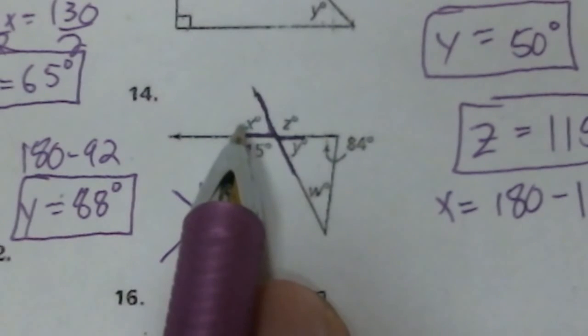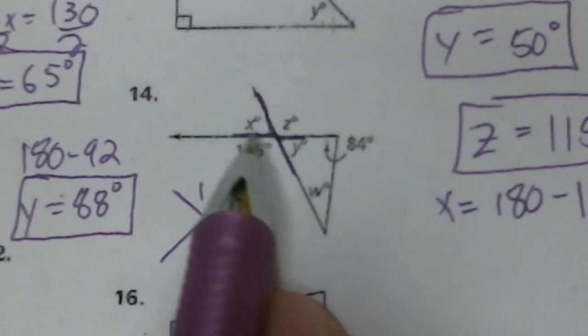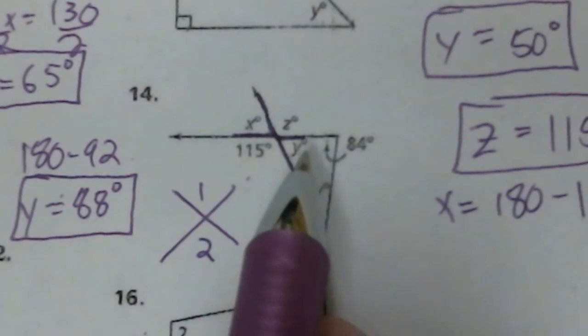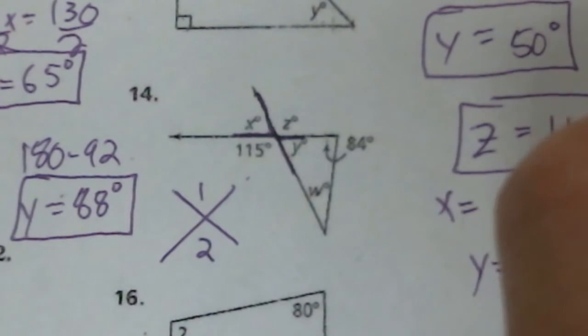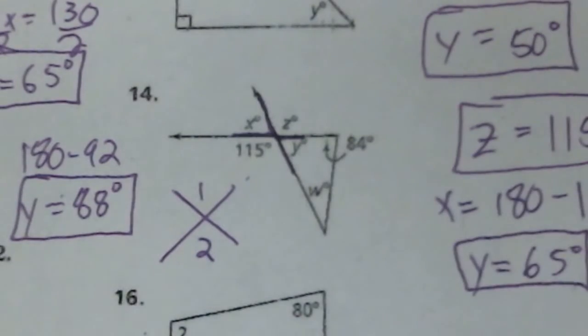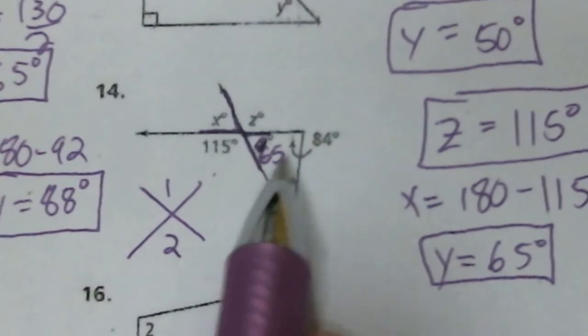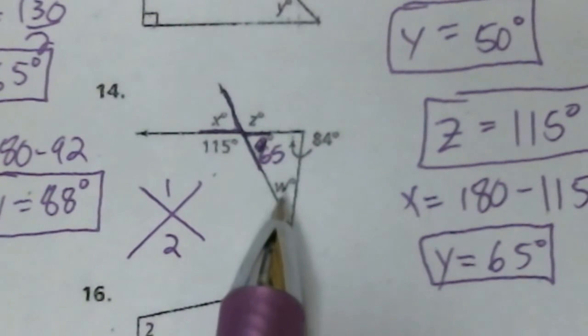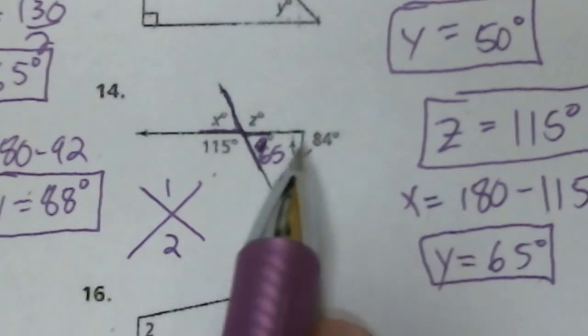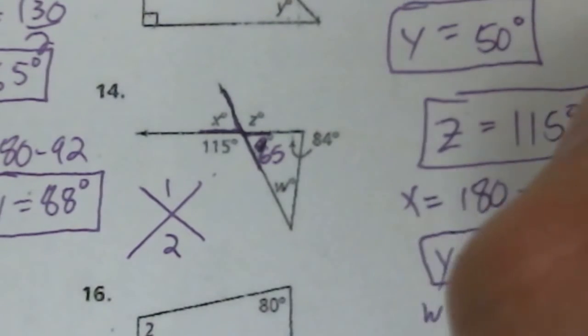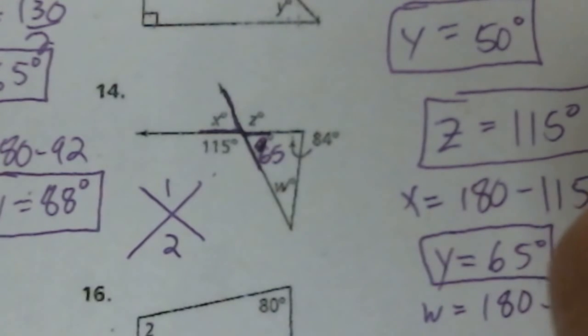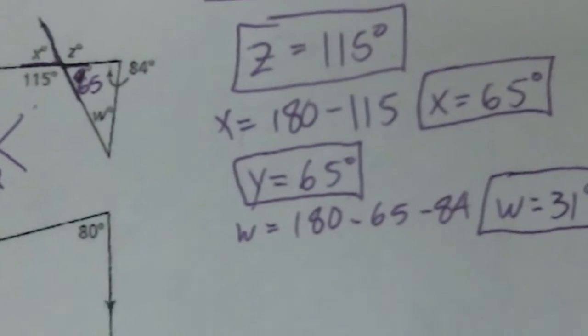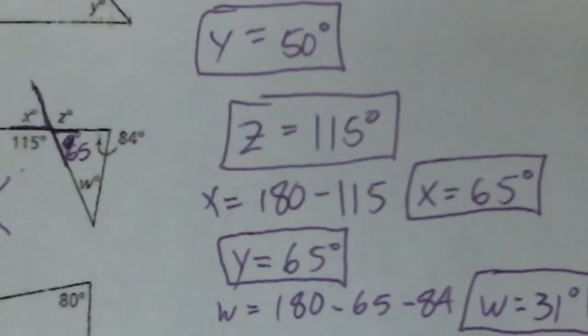Okay. If that guy is 65, what is Y? They're vertical angles. They're across from each other in the X. So Y is also going to be 65 degrees. Okay. So now I'll scratch out the Y. I'll put a 65 in here. If that's 65 and this inside angle is 84, then I can find the W by adding these two together and subtracting from 180. So W is simply going to be 180 minus the 65 minus the 84, and W is going to be equal to 31 degrees. Hopefully you guys were able to get that one correct.